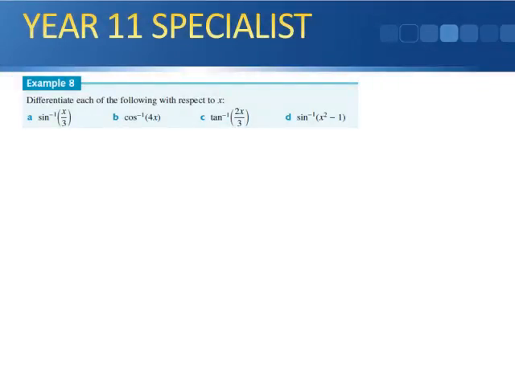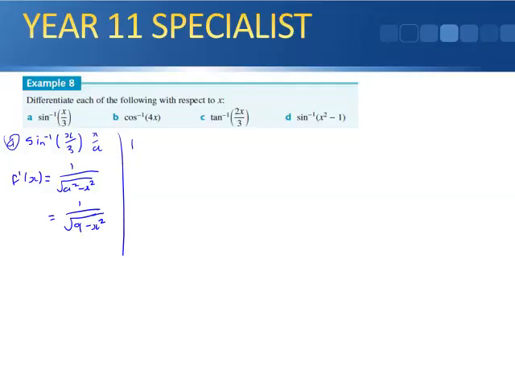Example 8, differentiate each of the following with respect to x. So part A, we have sine to the negative 1 of x divided by 3, which is my x divided by a. Let me just write the rule. f dash of x will equal 1 divided by the square root of a squared minus x squared. I get 1 divided by the square root. My a is 3, so 3 squared is 9, and my x is x, so I've got 9 minus x squared. So that's part A.